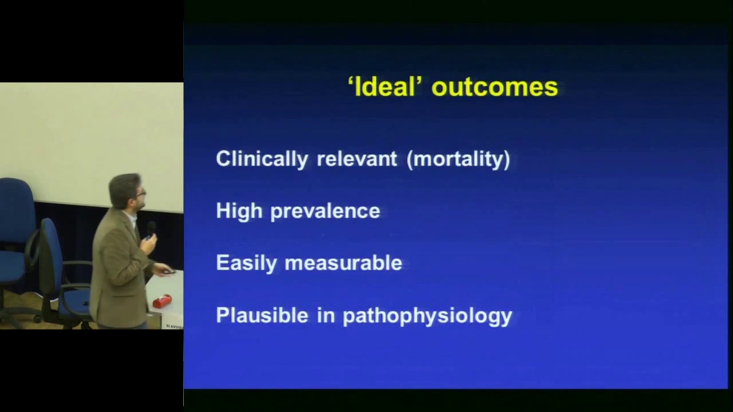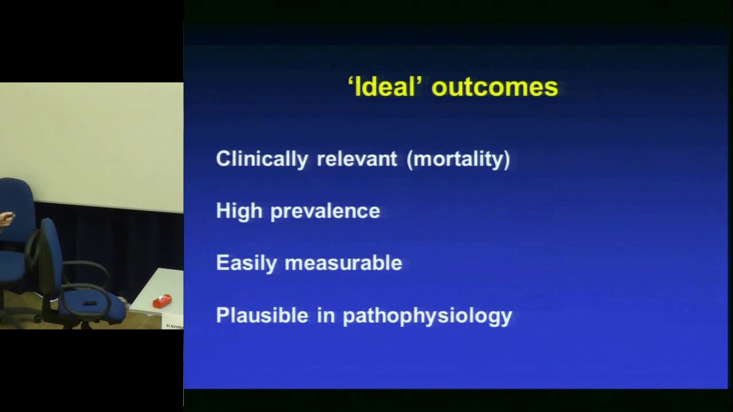But from some point of view, an ideal outcome should be clinically relevant, should be with high prevalence, should be easily measurable. It's not always possible to find in any disease and in any situation all these ideal characteristics.